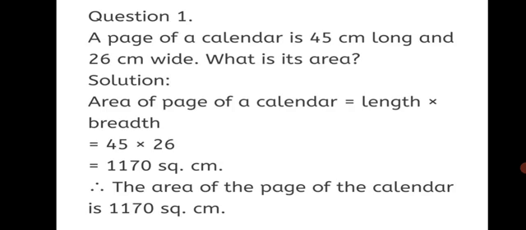So solution, area of page of a calendar is equal to, we are going to use the formula length into breadth, which is the formula for area of a rectangle, is equal to length is 45, breadth is 26. 45 into 26 gives us 1170 square centimeter. Therefore, the area of the page of the calendar is 1170 square centimeter. So in this sum, we have used the formula for area of rectangle.